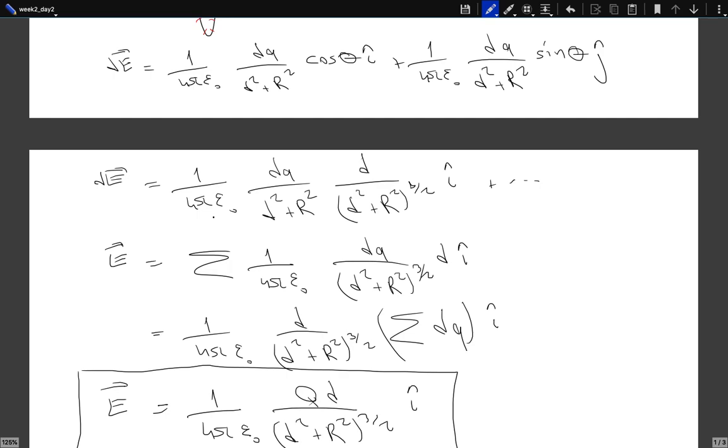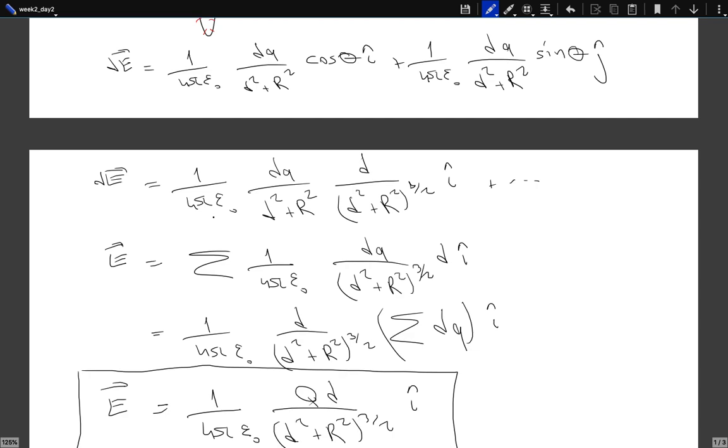Now, in this sum, I can just take the common factors to each one of the terms, the factors that do not change from segment to segment. So this factor, d over d squared plus r squared, is out. And then what is left inside is just a summation over dq's. dq is the charge of each one of the segments. And when I'm summing over all the segments, I sum the charges of each one of the segments, I get the total charge. And the total charge of the ring was given to be capital Q.